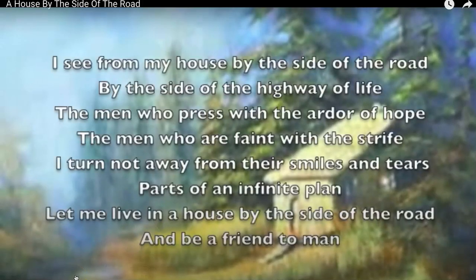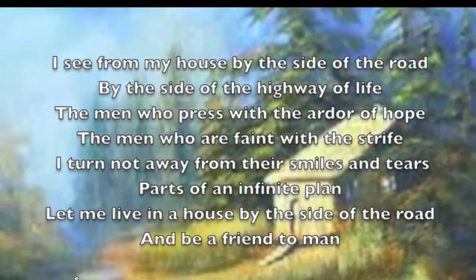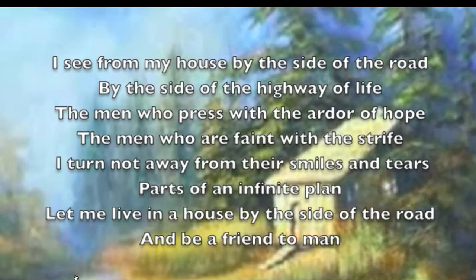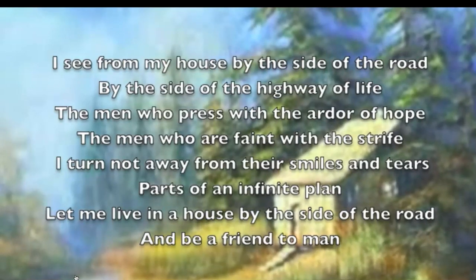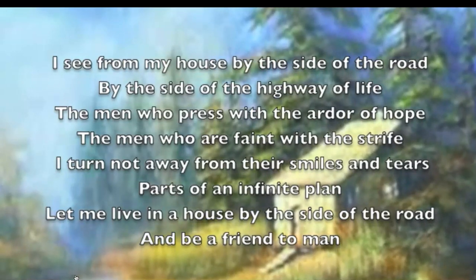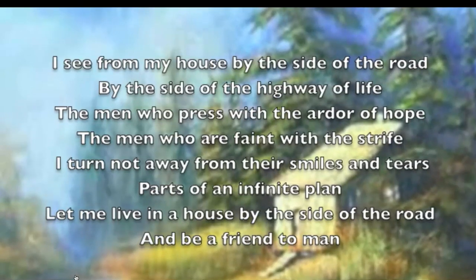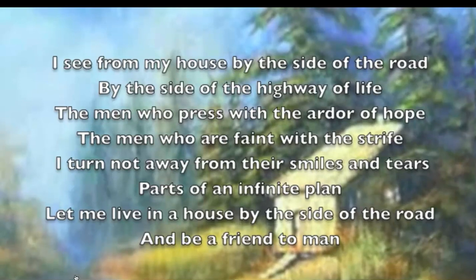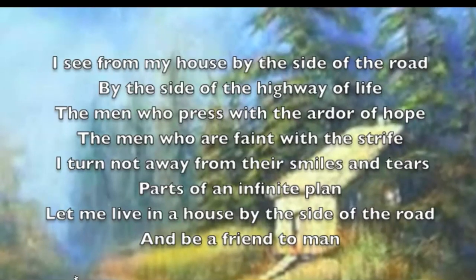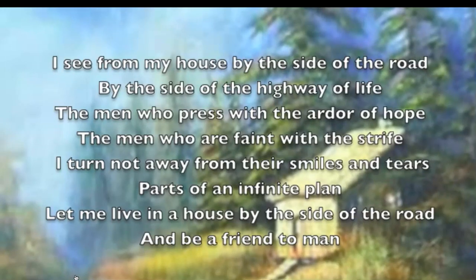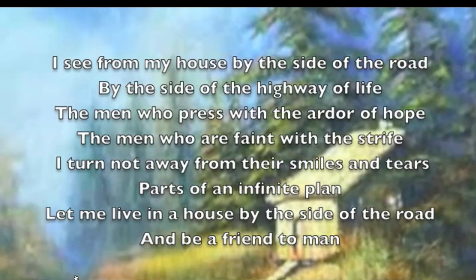I see from my house by the side of the road, by the side of the highway of life, the men who press with the ardor of hope, and the men who are faint with the strife. But I turn not away from their smiles and tears, parts of an infinite plan. And let me live in a house by the side of the road, and be a friend to man.